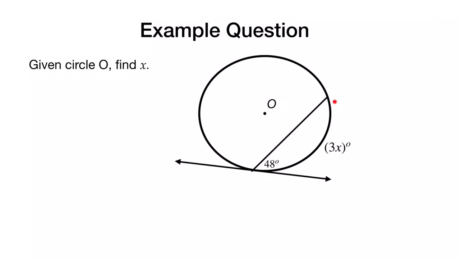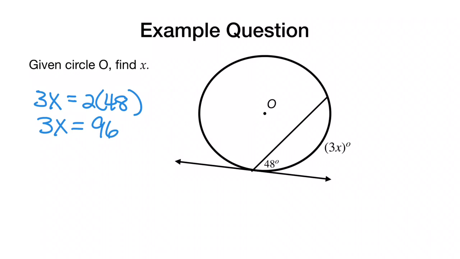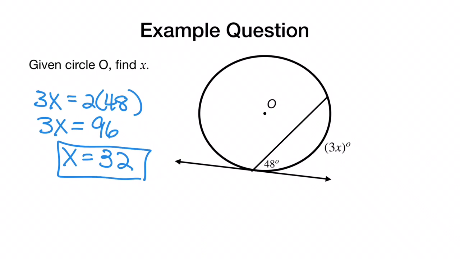In this example, the arc formed by the chord and the tangent measures 3x degrees, and the angle formed by the chord and the tangent is 48 degrees. And the relationship between the two of them is that the angle is half as big as the arc, which means if we know that arc measure, which is 3x, we need twice as many of those angle measures to get the same thing. So 3x will be 2 times 48, which is 96. Divide both sides by 3, and we get x equals 32, and there is our x.